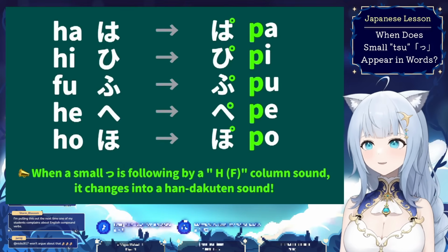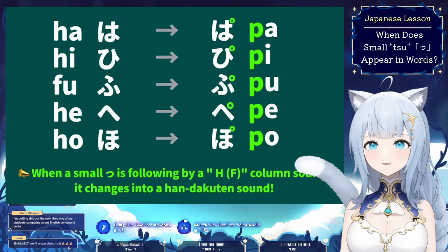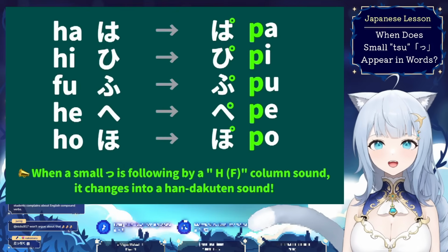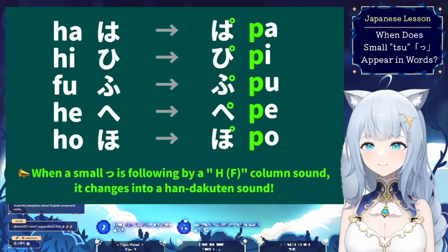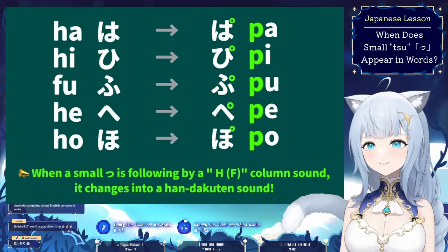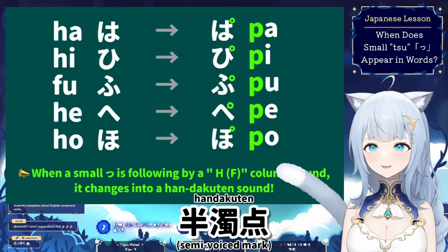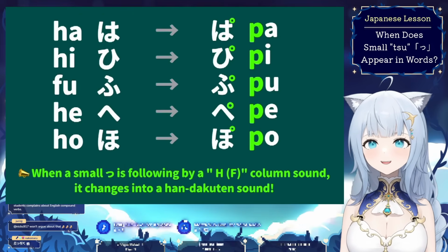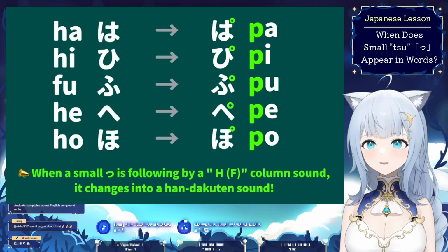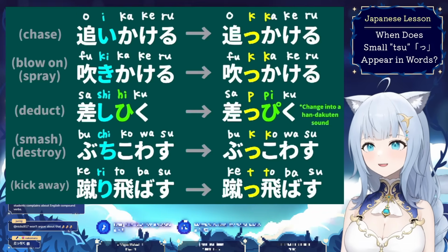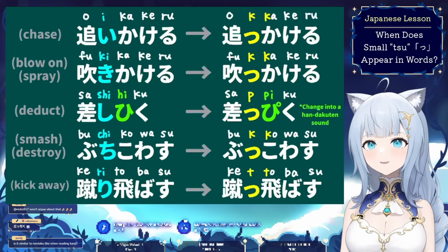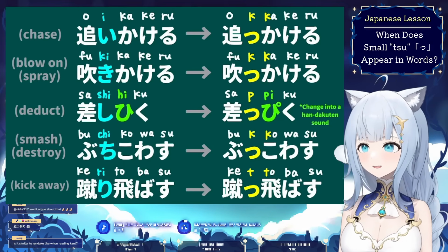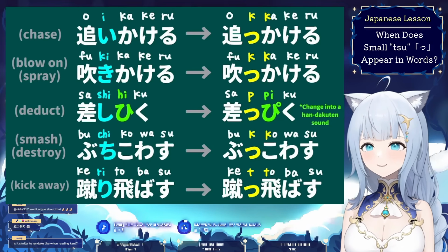So ha will be changed into pa, hi into pi, hu into pu, he into pe, ho into po. This small circle is called handakuten. So when a small tsu, sokuon, is followed by an H column sound, it changes into a handakuten sound. Sashihiku would become sappiku, but small tsu and hi is H column, so sapiku. So only sashihiku has the P column.